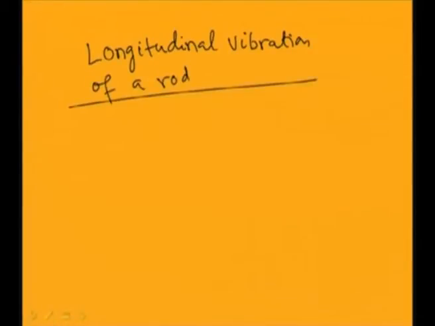So in case of longitudinal vibration of a rod, this is a rod, let me draw a rod. So this rod is subjected to a force F. So I can take a small elemental length dx here. By taking a small elemental length dx I can study the longitudinal vibration of the rod. In case of longitudinal vibration, the vibration of the rod takes place along the length of the rod. So in this case I can find the equation of motion.